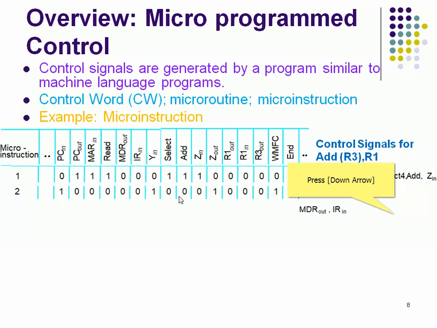Next we have MDR out and IR in. Only MDR out and IR in will be 1, and the remaining will be 0. So this third step provides the third micro instruction. This completes the instruction fetch.